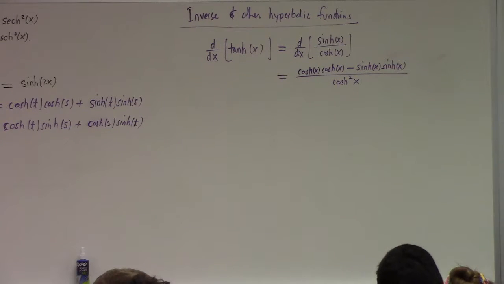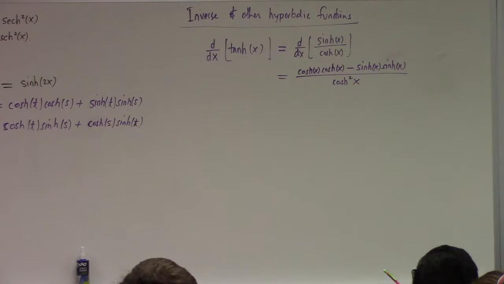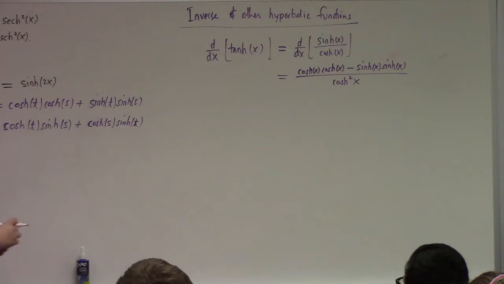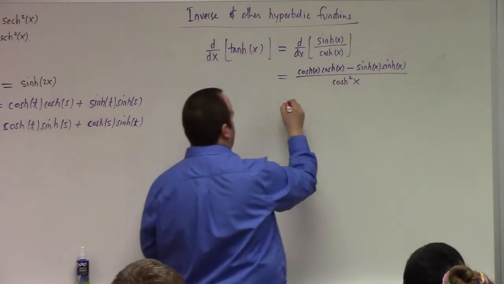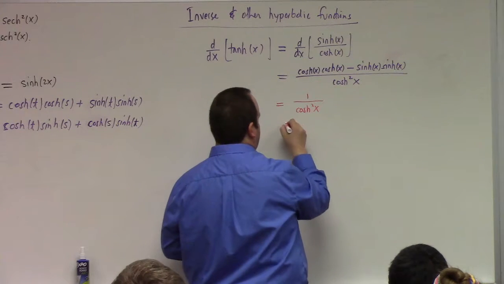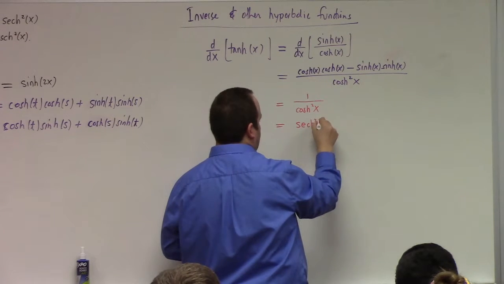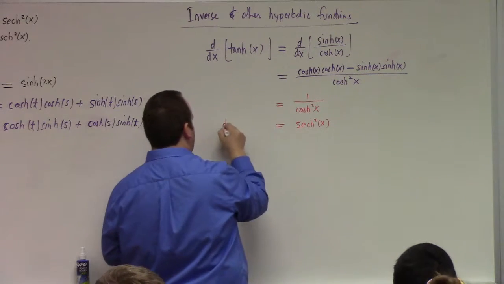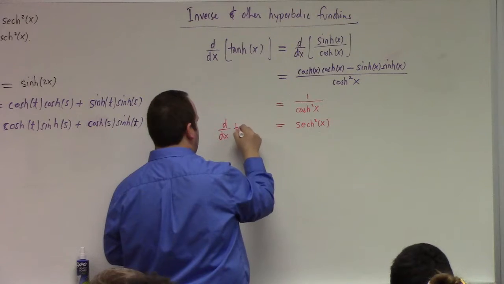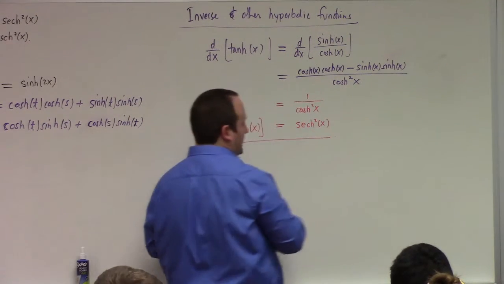Wait a minute. What was our identity? This one, right? Cosh squared minus sinh squared is 1. So this is really just 1 over cosh squared x, which is what? Yeah, hyperbolic secant squared x. So the derivative with respect to x of hyperbolic tangent of x is, in fact, equal to hyperbolic secant squared x.